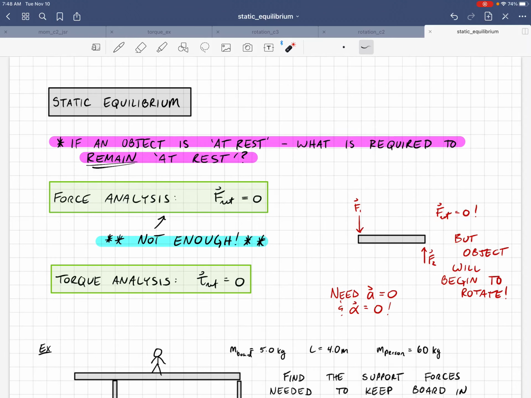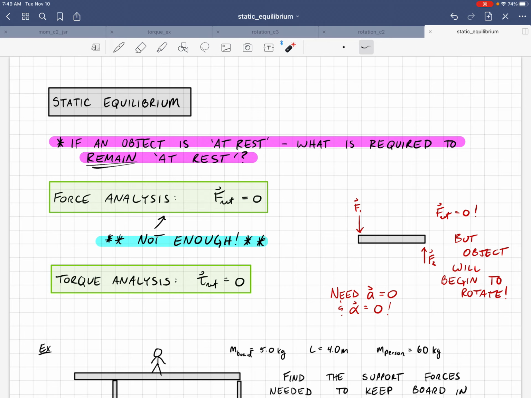Alright, we have a very short video today. We are going to talk about static equilibrium and then look at a quick example. Static equilibrium is the idea that an object is at rest and it is going to stay at rest.